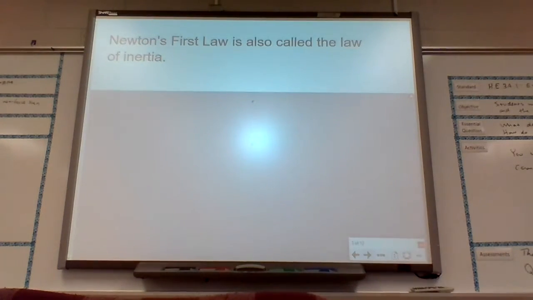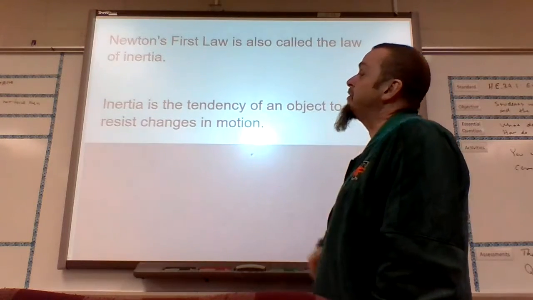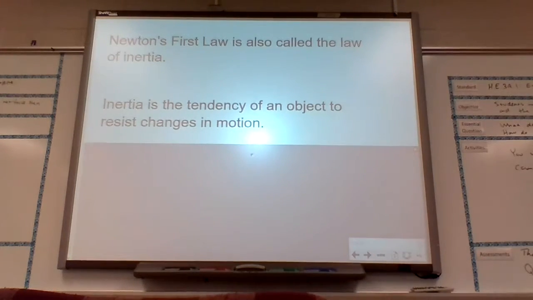The first law is also called the law of inertia, because inertia measures an object's tendency to resist changes in motion. Every object has inertia. Every object wants to follow Newton's first law, to continue to do what it's doing, whether it's at rest or in motion. It wants to continue its current state of motion. And what inertia measures is how good it is at maintaining that motion, how good it is at resisting any changes to it.